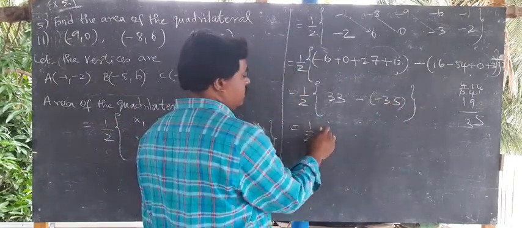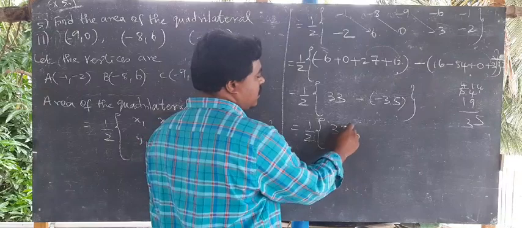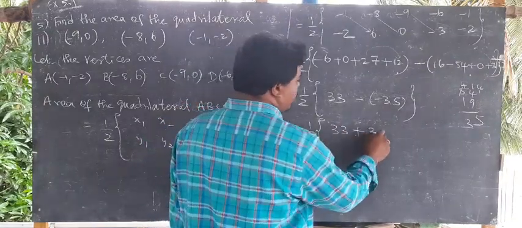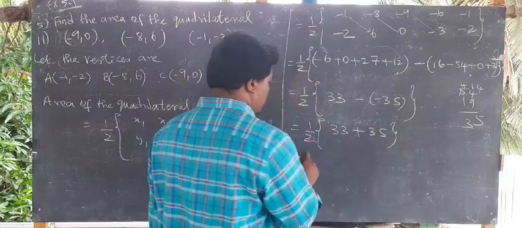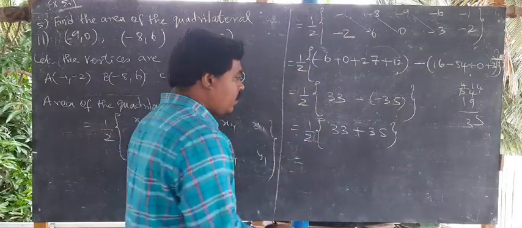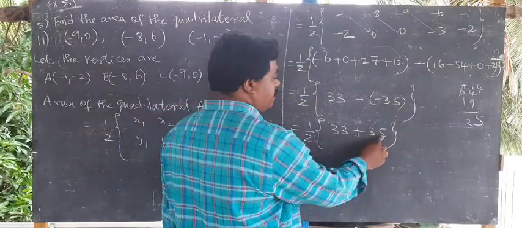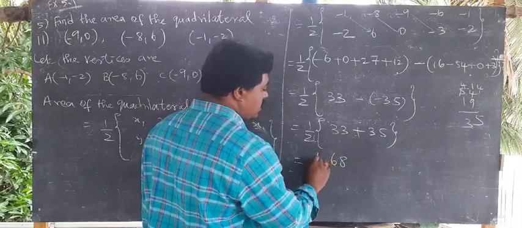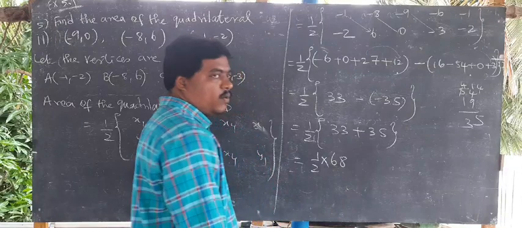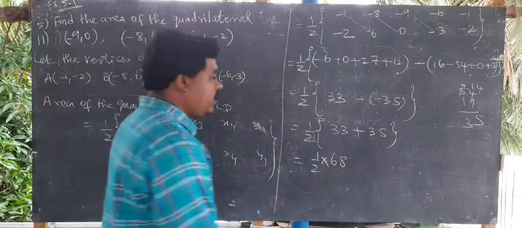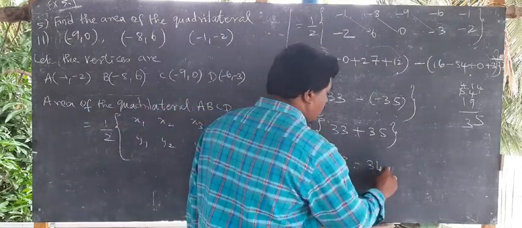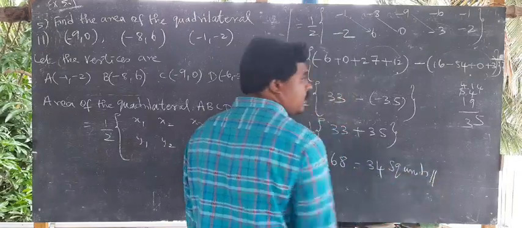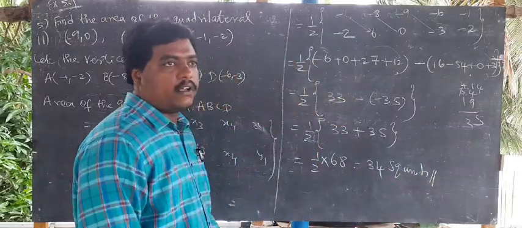This equal to 33, minus we take inside means plus 35. This equal to 33 plus 35, 68. So 1 by 2 into 68, 34, we are having 34 square units is the answer for this sum, right?